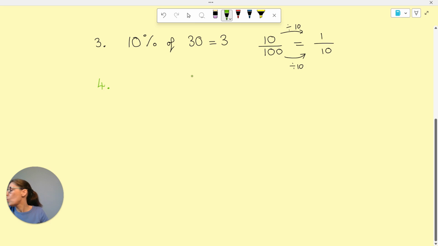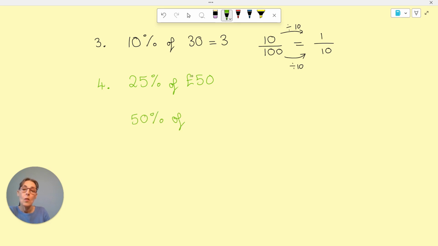Let's look at number 4. So number 4, 25% of £50. Do you remember what 25% is as a fraction? It's a quarter. So we could find a quarter of 50, so we could half and half again, or we could find 50% and half it to make 25%, or we could find 10% and another 10% and a 5% and put them together. This time I'm going to actually find 50%.